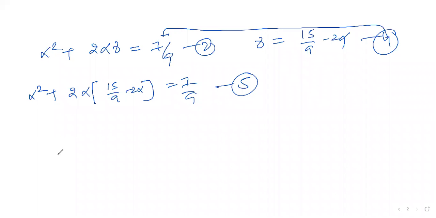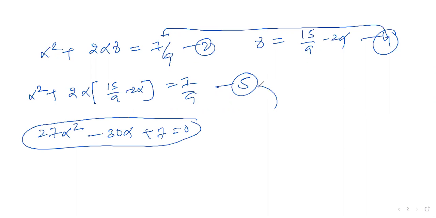I don't want to waste your time, so I'll write the equation directly because I already solved it. 27 alpha square minus 30 alpha plus 7 is equal to 0. Once you simplify, the equation becomes like this. Am I clear? It's very simple. So let us take equation number 5 and solve it.